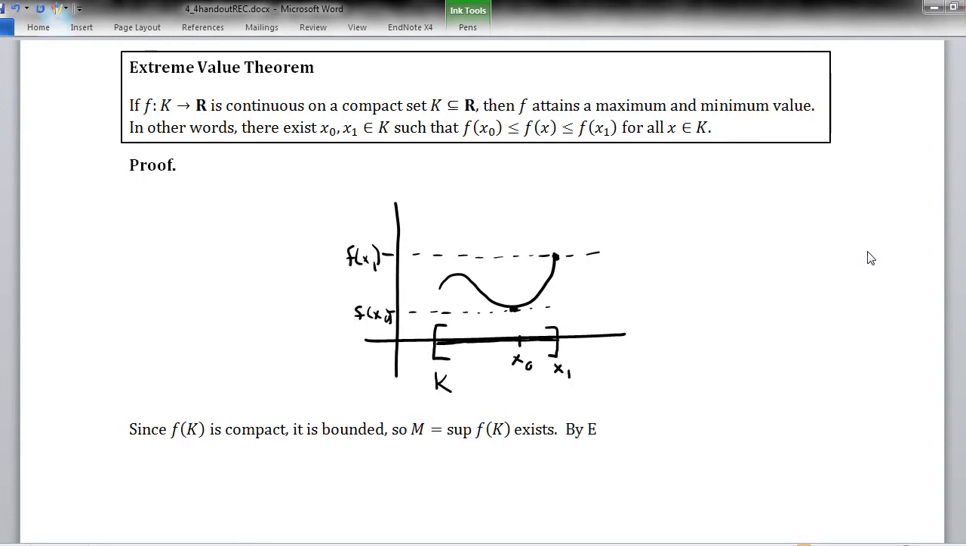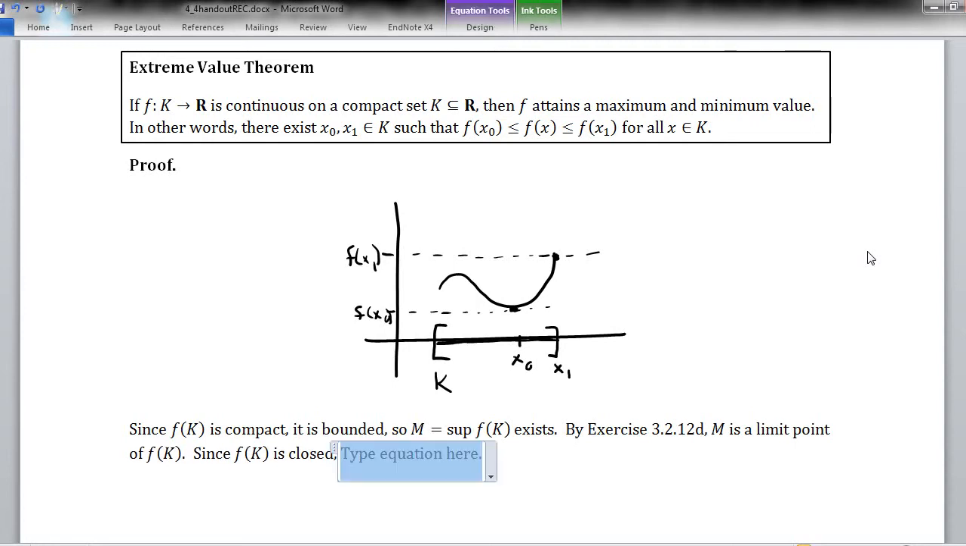Well then, it follows from exercise 3.2.12 part D, which you've completed already, that the supremum M is a limit point of the set f of K. And that should make sense because, remember, M is the least upper bound. And so you have to imagine the points of f of K approaching M from the left side and getting infinitely close to it. So it's a limit point. Now, the other thing that Heine-Borel gives us for this compact set f of K is that f of K is closed. And since it's closed, it contains all its limit points. In particular, it contains the limit point M.